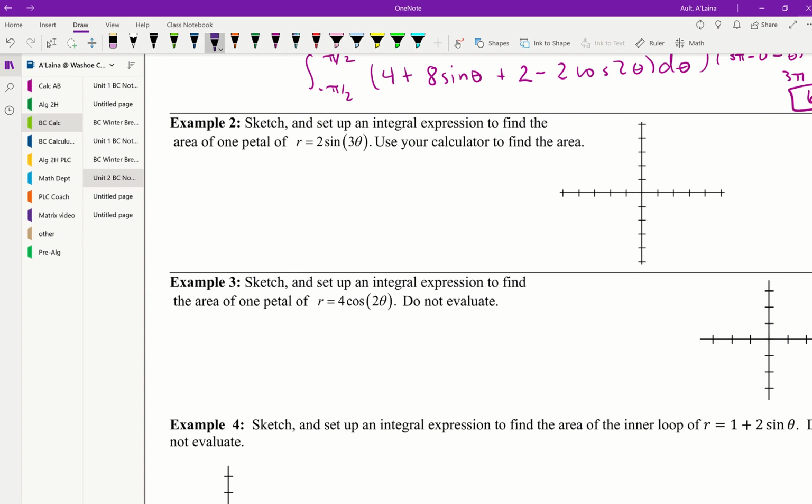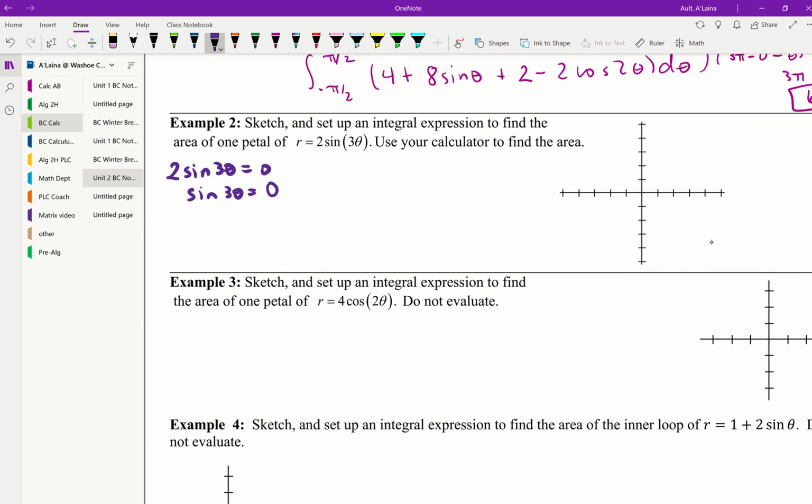So what does this look like? Well, I can tell that this is going to be a rose, and the length of each petal is 2 because that's the constant multiplier in the front, and there'll be 3 petals. Remember, when the number multiplying theta for this argument here is odd, then there are that many petals. To find out where these petals start and end, I'm going to take this radius and set it equal to 0. I want to see where I go back and touch the origin. So I want to look for where the sine of 3 theta is equal to 0.